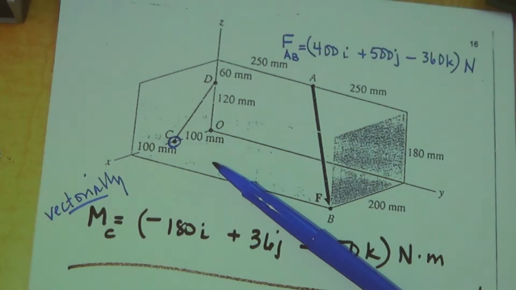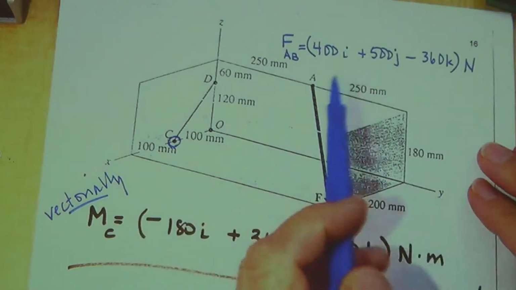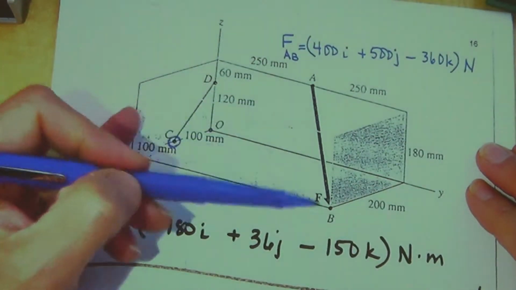So the first thing you want to do in the right-hand rule is draw the forces. They're coming off point A.